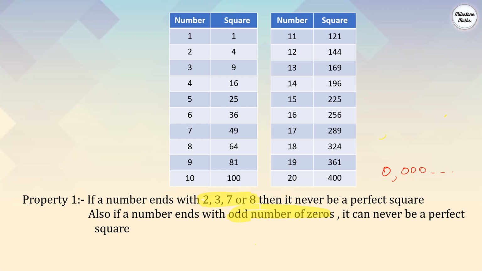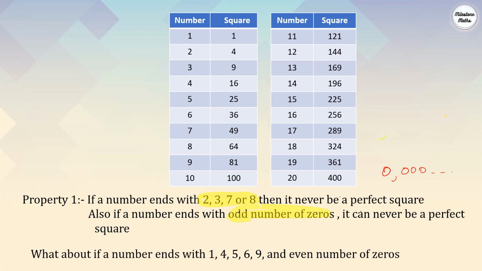So if the number is ending with 2, 3, 7, 8, that means they are not a perfect square. They can never be a perfect square. But what about if the number ends with 1, 4, 5, 6, 9 and an even number of 0s? Will they be a perfect square?